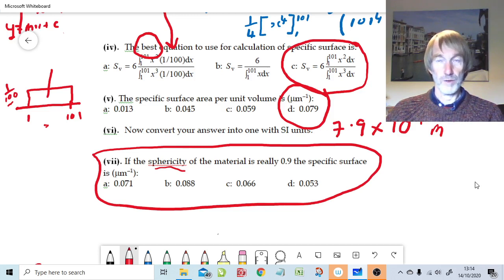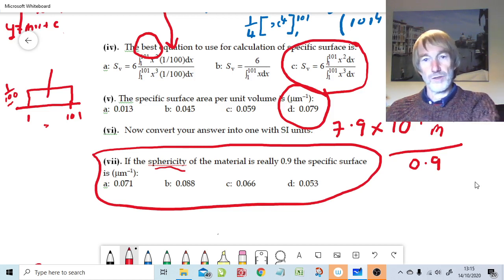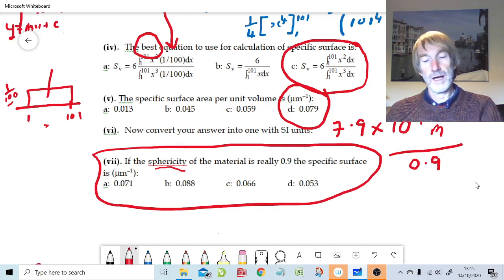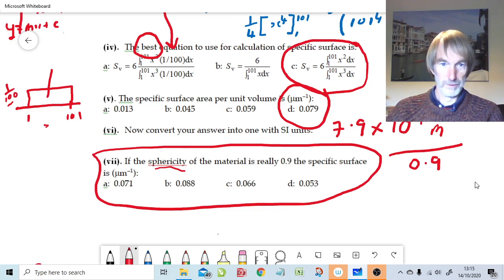And a sphere is an object that has the minimum surface area per unit volume. So what we need to do with this is to divide by the sphericity, because the surface area per unit volume can only go up. So if we're dividing, I guess we're back to microns again. If we're dividing 0.079 by 0.9, let's check it on the calculator, 0.079 divided by 0.9 is indeed 0.088. Given the answers that were available, it could only have been that one. So that becomes our final answer to the question.